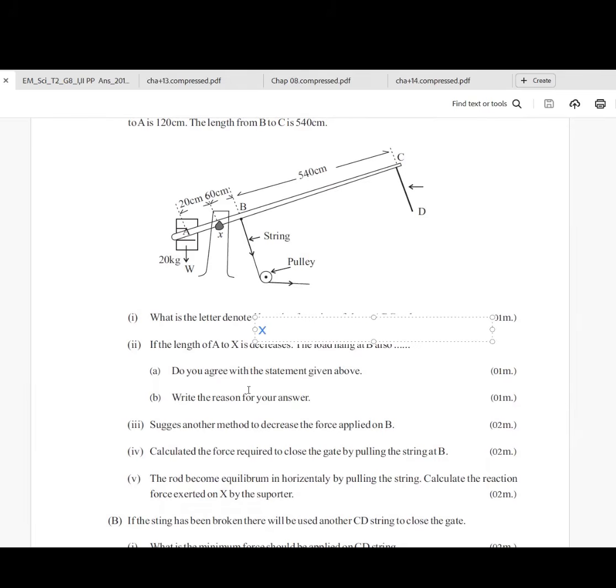If the length of A to X is decreased, the load hung at B also... Do you agree with the statement given above? Here it is an incomplete question, so no need to do Roman number 2. Roman number 3. Suggest another method to decrease the force applied on B. Decreasing the weight of W.